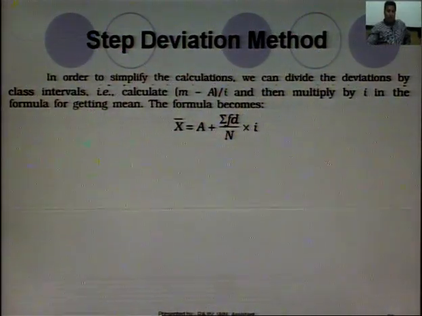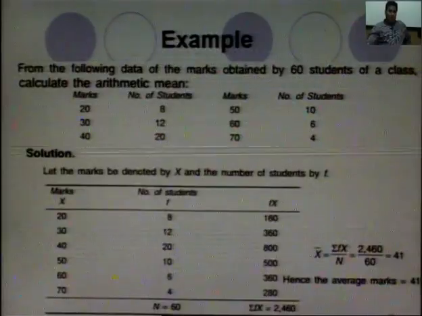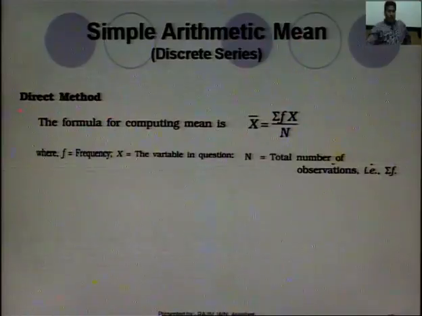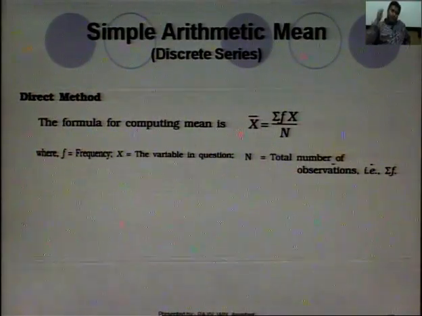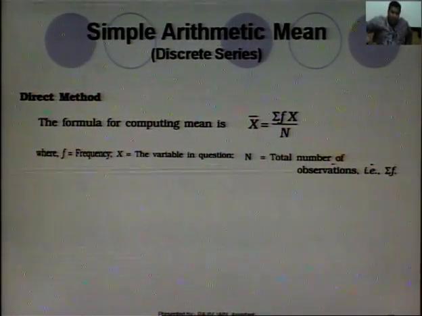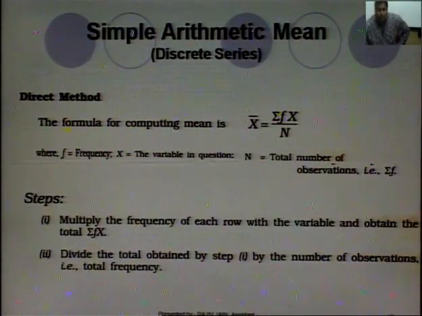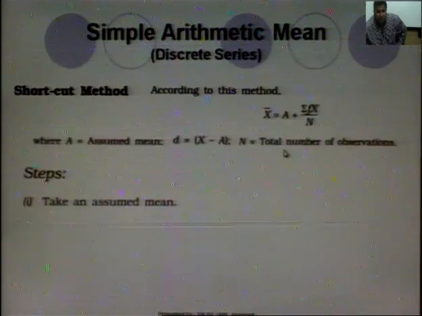I have to sum up once again. There are three types of series for which we have done the arithmetic mean. First one was individual series, second one was discrete series, third one was the continuous series. There are different formulas for all the methods, whether discrete series, continuous series, or individual series. The difference in the formula is very small, but we have to remember the difference in this case.